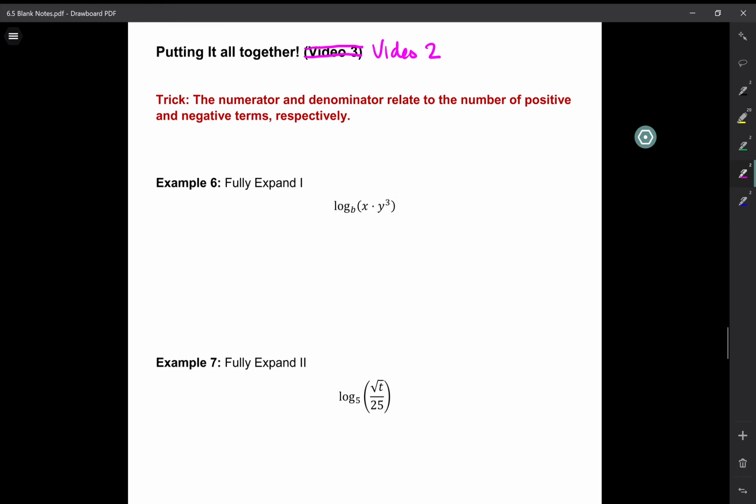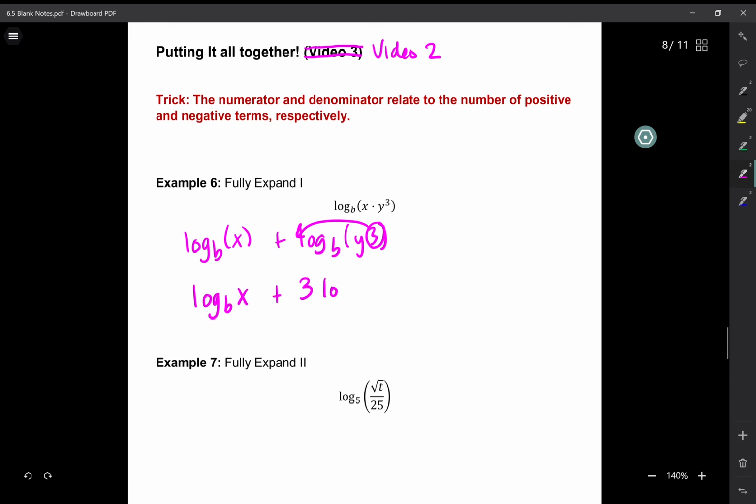All right, so let's fully expand log base b of x times y cubed. Well, the first thing I see there is a product, so I'm going to use the product rule to expand this as log base b of x plus log base b of y cubed, right? Almost expanded. I still have an exponent on the y that I want to bring down in front. So this becomes log base b of x plus 3 log base b of y.